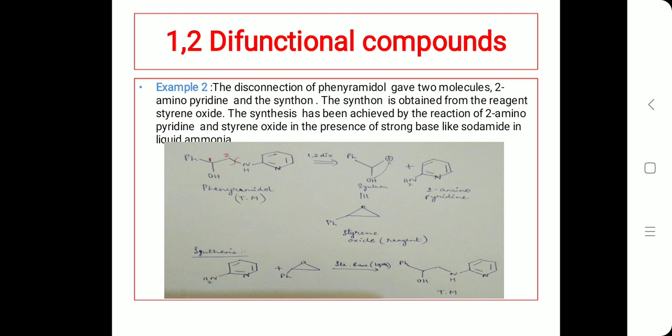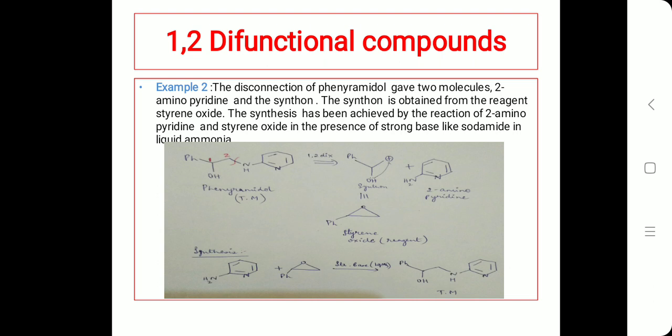So we're going to write that on the retrosynthetic arrow, and then it is going to give us two synthons, which are the alcohol cation, and its synthetic equivalent is going to be styrene oxide, that is an epoxide. And the next synthetic equivalent that we are getting is the aminopyridine. So these two are the synthetic equivalents. Whenever you synthesize amino alcohol, the best reagents used for the synthesis are styrene oxide and aminopyridine. These two are the best reagents used for amino alcohol.